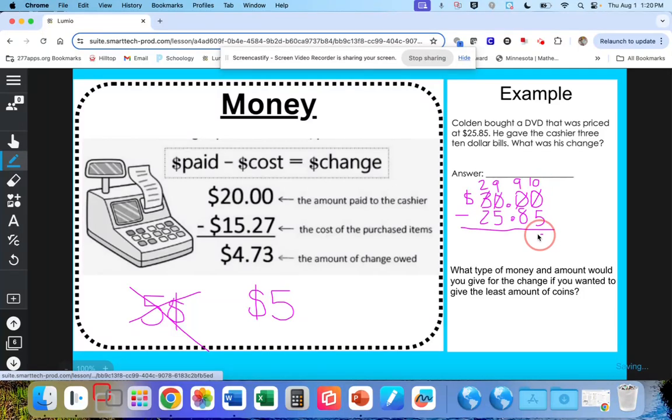10 minus 5 is 5. 9 minus 8 is 1. 9 minus 5 is 4, and 2 minus 2 is nothing, so we don't need to write it. And then we put our dollar sign. So our answer is $4.15.